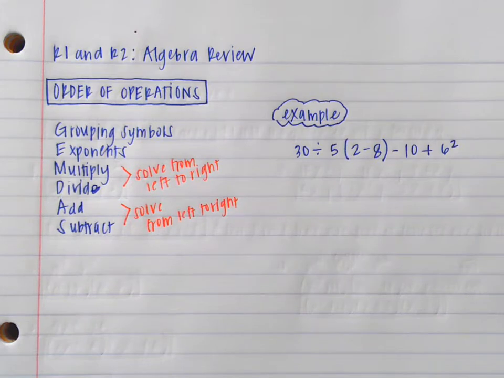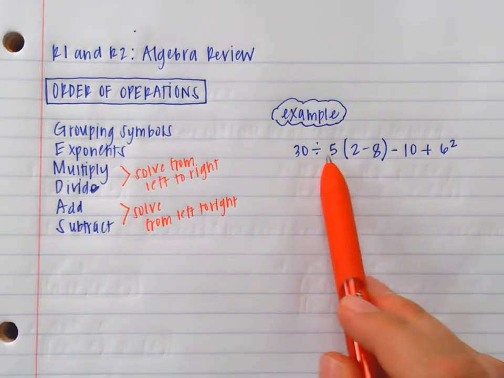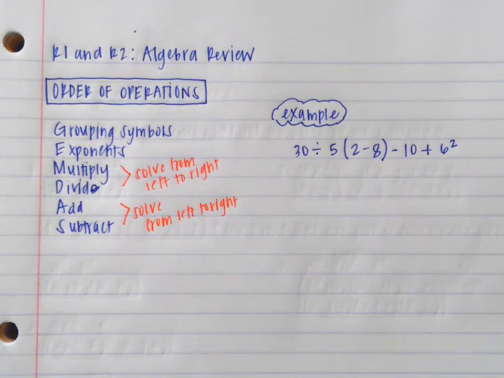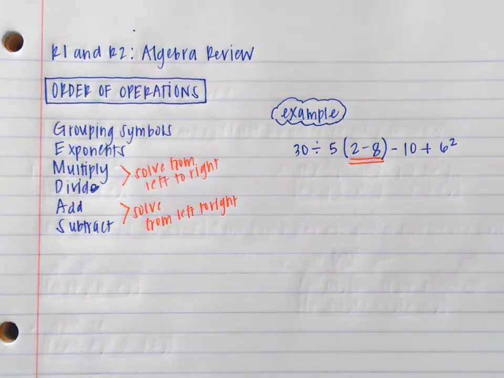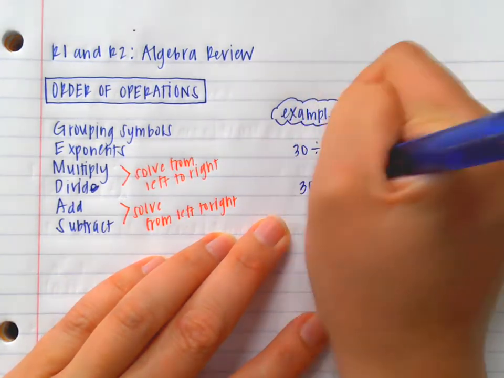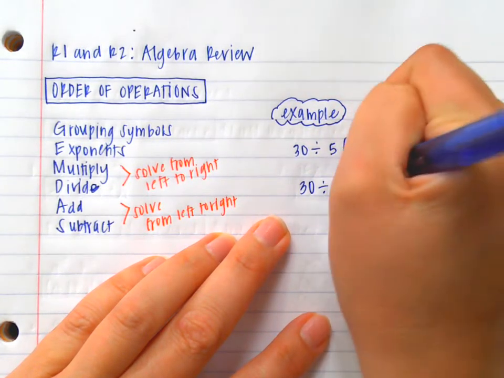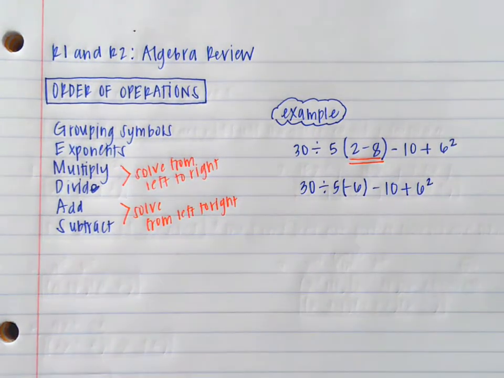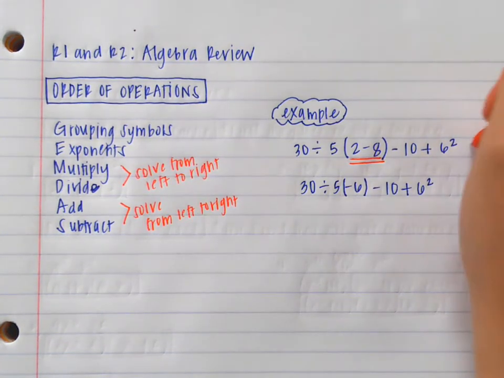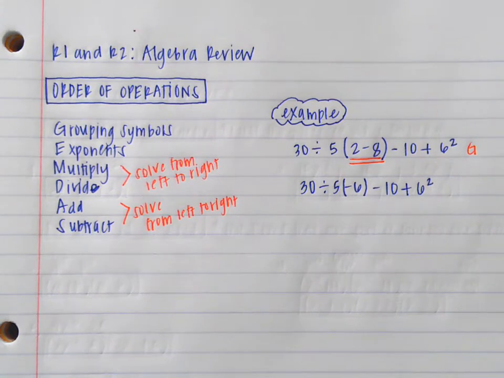So grouping symbols. The only thing we have here are parentheses. Other examples of grouping symbols are parentheses, brackets, absolute value symbols. Those would all be the first thing you want to deal with. So 2 minus 8 is going to be the first thing I simplify. 2 minus 8 we know is negative 6. And then I'm just going to bring everything else down. I know some of you guys are like, we can simplify more, but for the sake of doing an example, let's do it step by step.